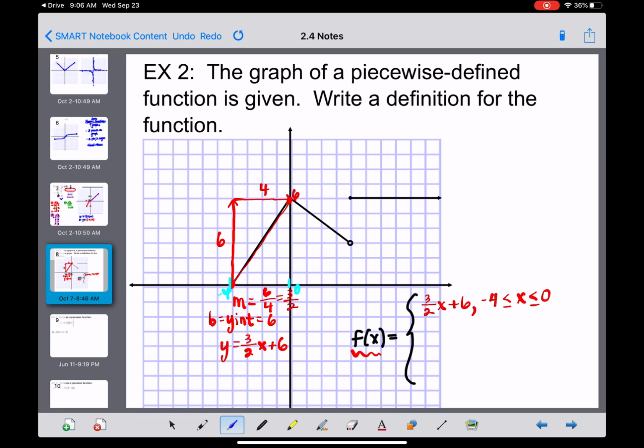So now I'm going to look at this next graph. I'm going to act like this next graph has an open circle and an open circle. We know it has an open circle on the right, but I'm going to use an open circle on the left since I closed it in with the red one.